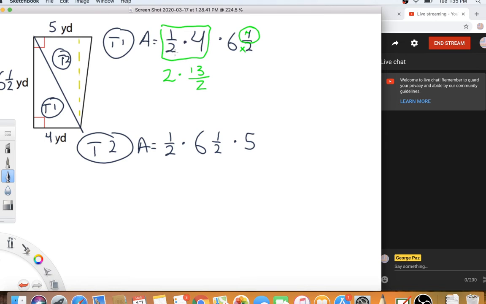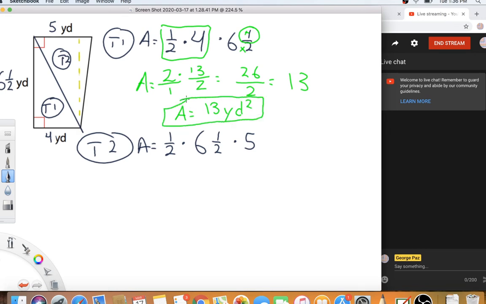Every whole number that's by itself has a 1 in the bottom underneath it. And once we have this, we can multiply out the top part. 2 times 13 equals 26. 1 times 2 equals 2. When we divide 26 by 2, we get 13. That means that our area would equal 13 inches. Oh, it's not inches, we have yards there. YD, so yards squared. That would be the area for our first triangle. So we should call this area 1.